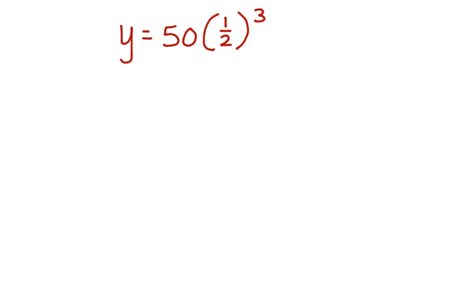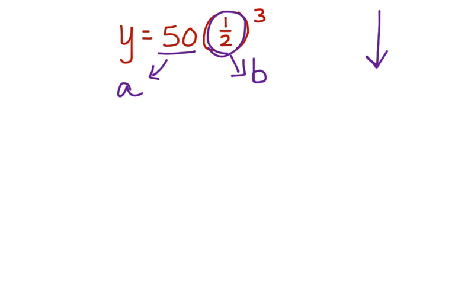Does this function represent exponential growth or decay? Okay, first, let's look at the growth factor. It's 1/2. That's our B value. It's fractional, so this is going to represent exponential decay. We can still look at the rest of the function. 50 is our A value. That was our initial value. 1/2 is our B value. And 3 is our time. Again, this function represents exponential decay.